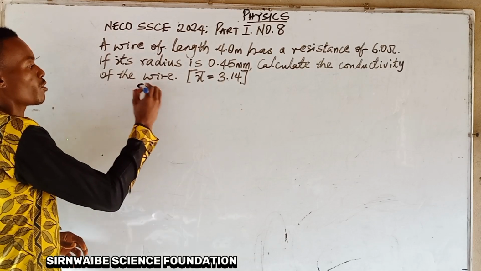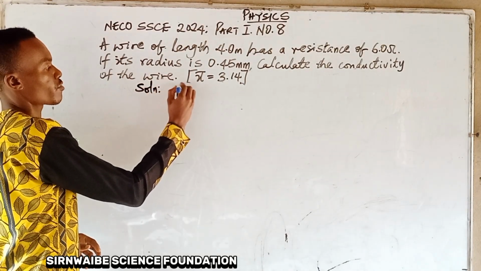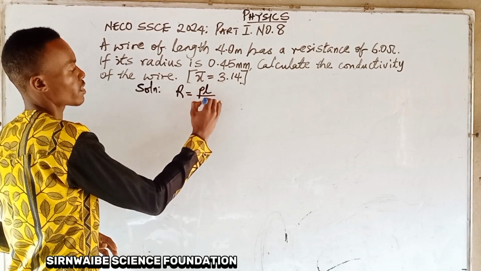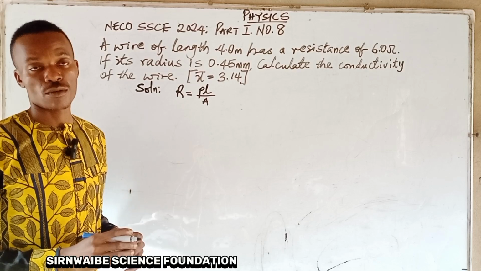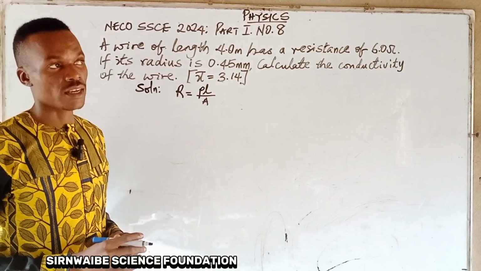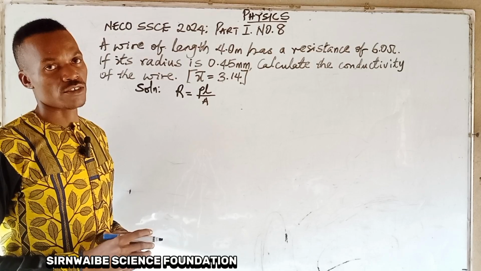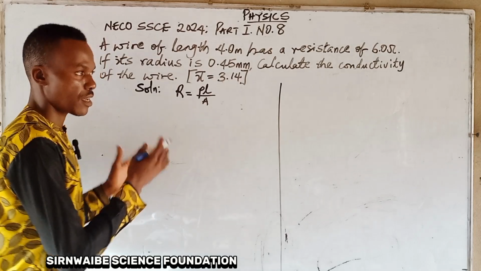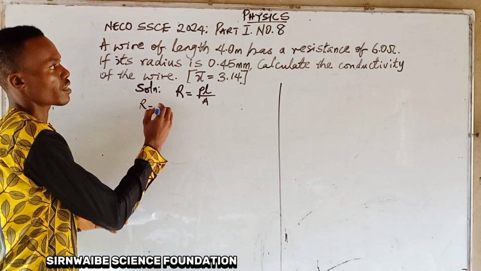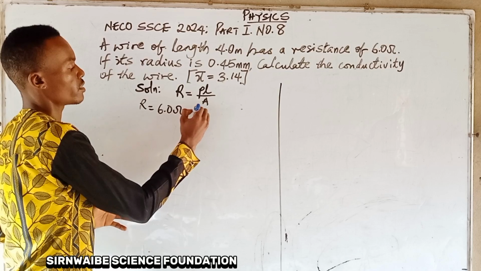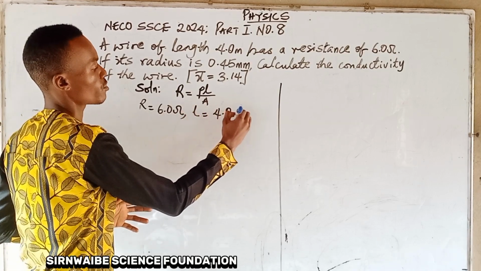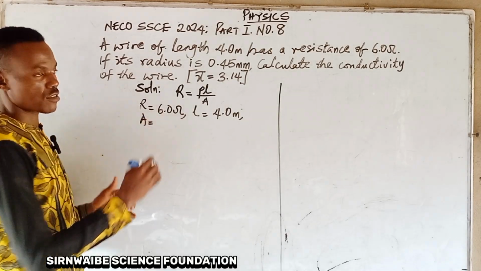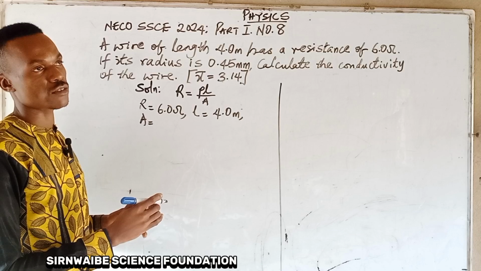To begin this, we employ the formula that can help us solve this. The formula we have is R equal to ρL over A, where R is the resistance of the wire, ρ is the resistivity of the wire, L is the length of the wire, and A is the cross-sectional area of the wire. Now, we write out the parameters that we have in this question. R is given as 6 ohms, the length of the wire is 4.0 meters, and A is not given, but we can use the parameters we have in the question to solve it.